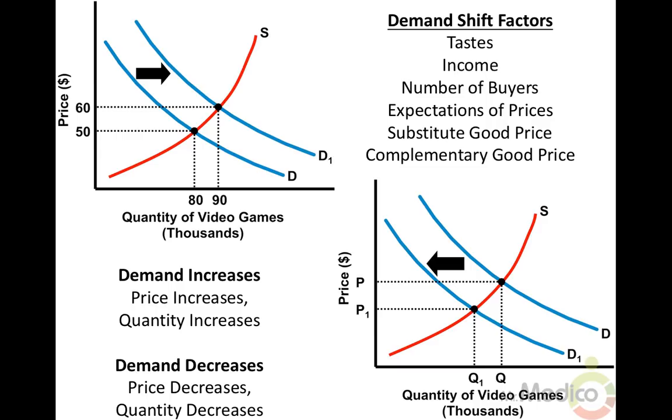So make sure you remember your taste, your income, your market size, the prices, the expectations of prices, and then the prices of substitute goods like butter and margarine or beef and pork, and the prices of complementary goods like spaghetti and meatballs.